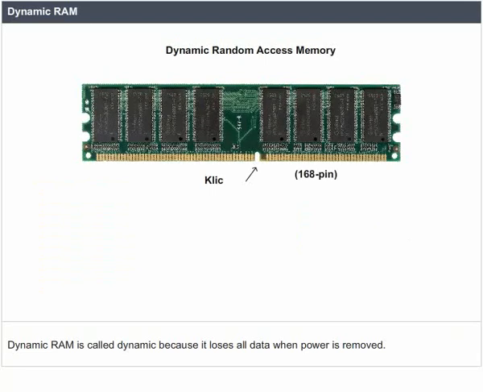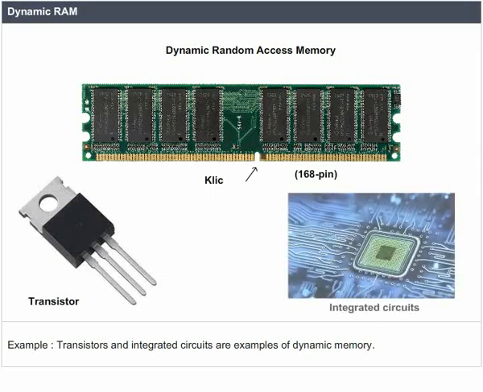Dynamic RAM is called dynamic because it loses all data when power is removed. Example: transistors and integrated circuits are examples of dynamic memory.